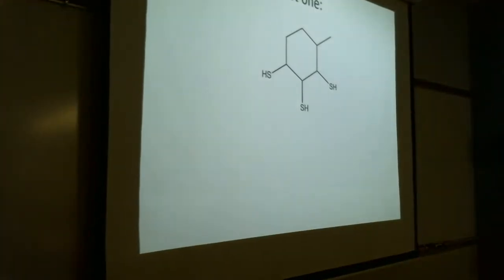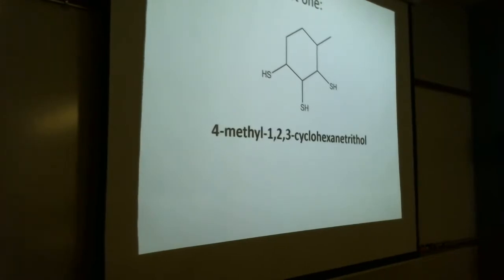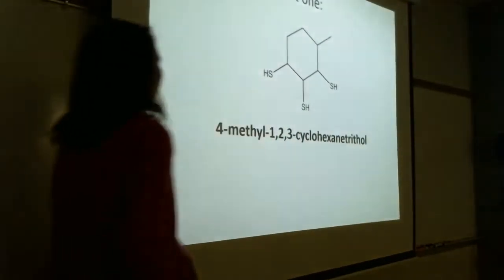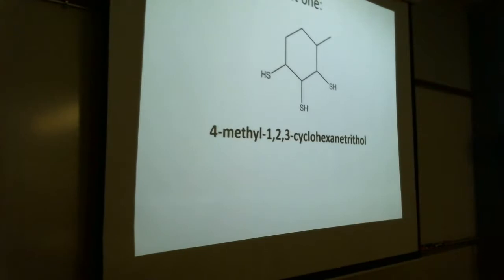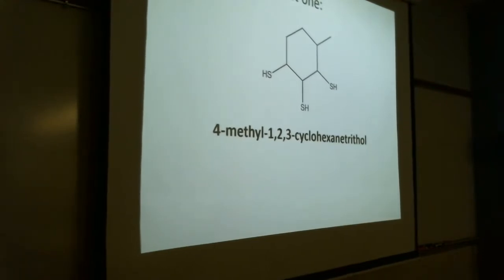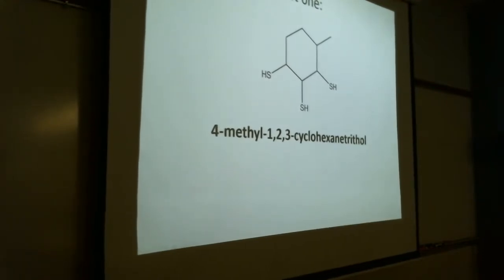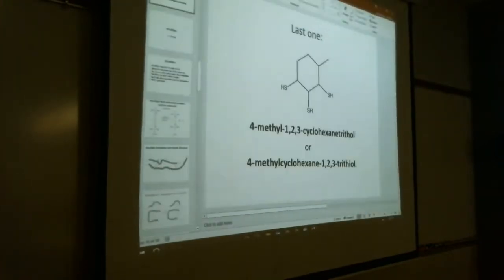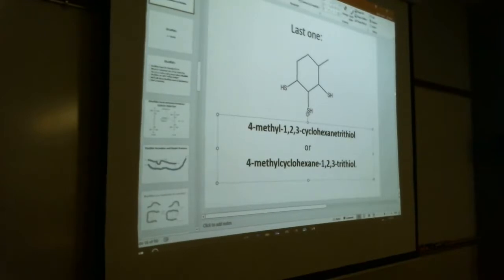On the left, right. So we would say 4-methyl, right? Because we're numbering 1, 2, 3, 4, right? 4-methyl 1, 2, 3 cyclohexane trithiol. Left off the I right there. Or 4-methyl cyclohexane. Then take this 1, 2, 3 and dump it right there. Now left off the I. Thiol. There we go.